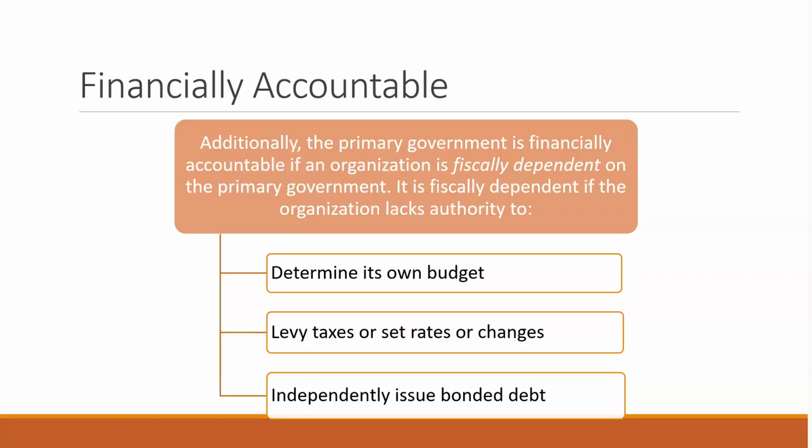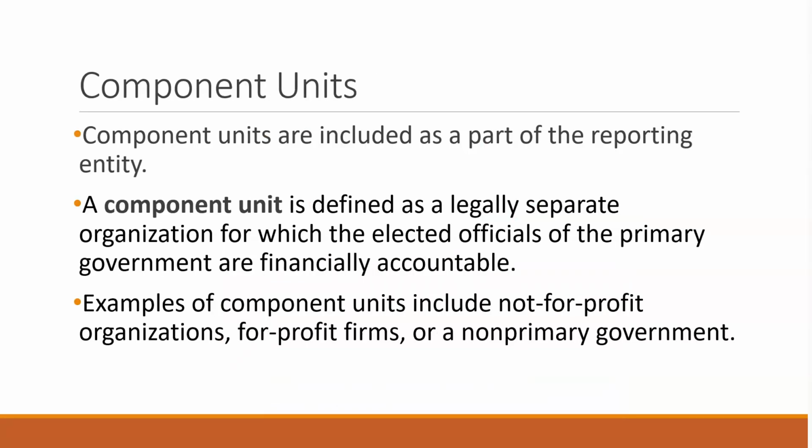We also have financial accountability if an organization is fiscally dependent on the primary government. Okay, and fiscal dependence means that the organization does not get to determine its own budget. So for example, we might have that the fire department makes budget requests, but only the city issues its budget. So then the city is the primary government, and the fire department is fiscally dependent on the city for their budget. They can't levy taxes or set rates or change their rates. They're also not allowed to issue bonded debt without the decision of the city. And so they are a fiscally dependent organization. In addition to fiscally dependent organizations, we can also have some fiscally independent organizations.